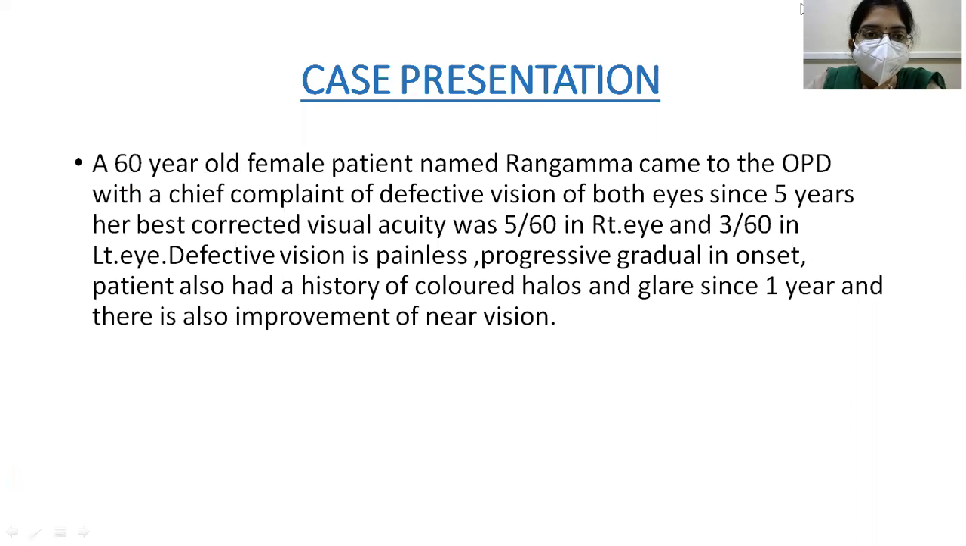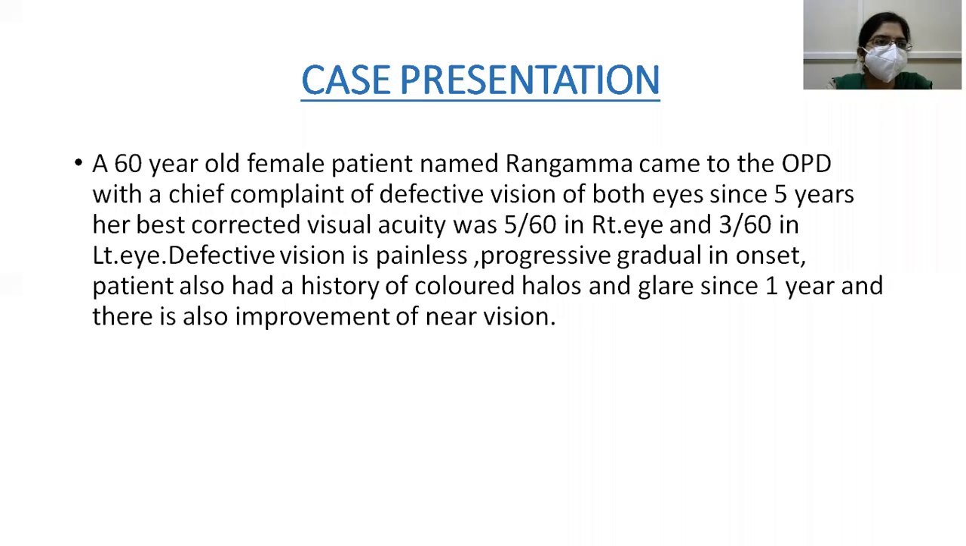Present the case. A 60-year-old female, Rangamma, came with a chief complaint of defective vision of both the eyes since 5 years. History of presenting illness: defective vision of both eyes since 5 years. The defective vision is painless, progressive, and gradual in onset. She also has a history of colored halos since 1 year and glare since 1 year, and she has secondary vision and improvement of the near vision. Okay, stop there.